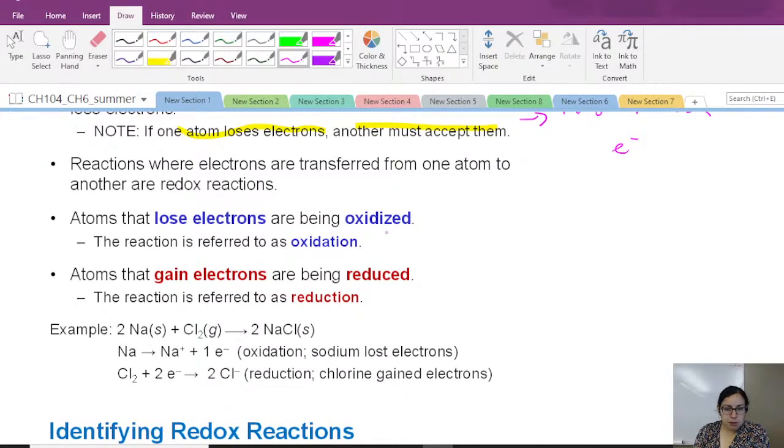Now here's the true definition of oxidized or reduced. Atoms that lose electrons are being oxidized, which means they underwent oxidation. Atoms that gain electrons are being reduced. We can add to this definition: if it's being oxidized, it's the reducing agent, meaning it's supplying the electrons.